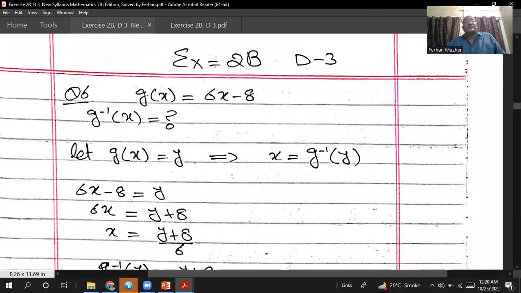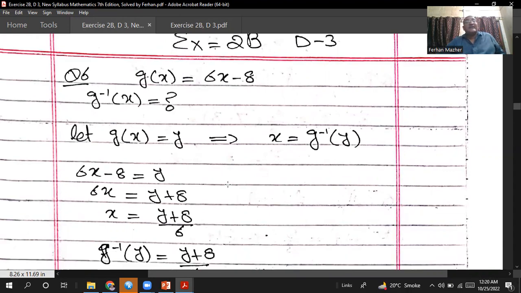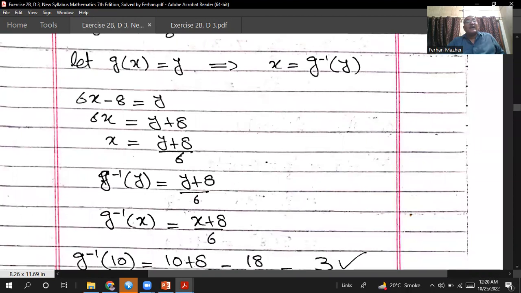Okay, so question number 6, g of x is equal to 6x minus 8. First of all, I want to find out g inverse of x. The method is very simple. I will write g of x is equal to y. So x is equal to g inverse y. In the place of g of x, I will put this expression. So 6x minus 8 is equal to y, and 6x will be equal to y plus 8. So x will be equal to y plus 8, the whole thing divided by 6.